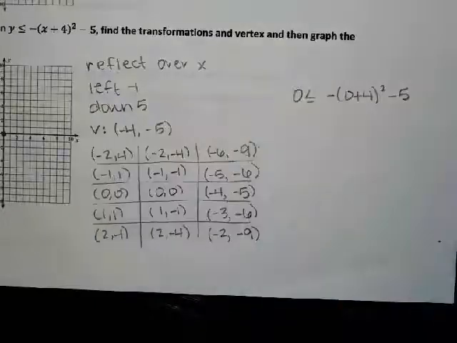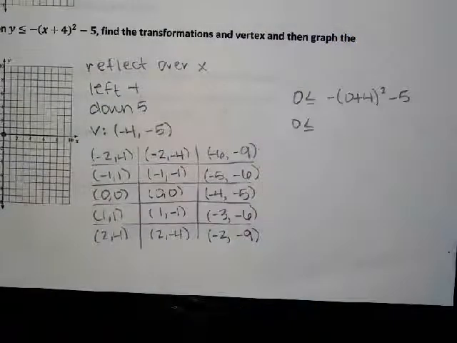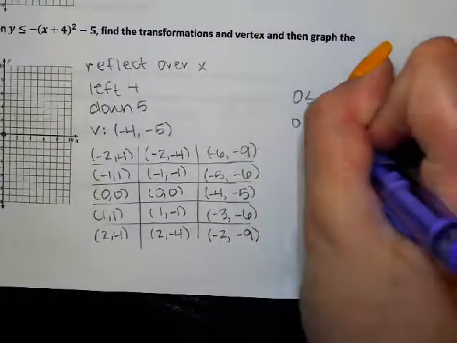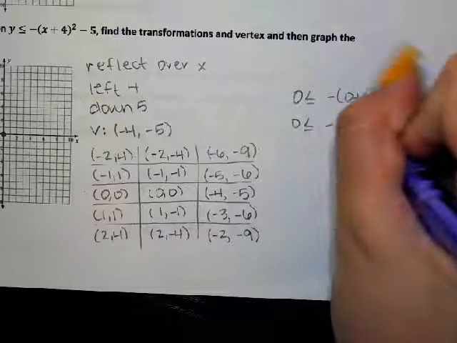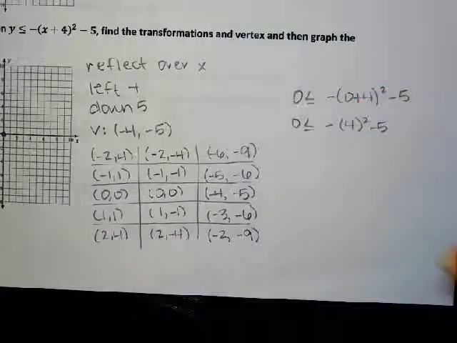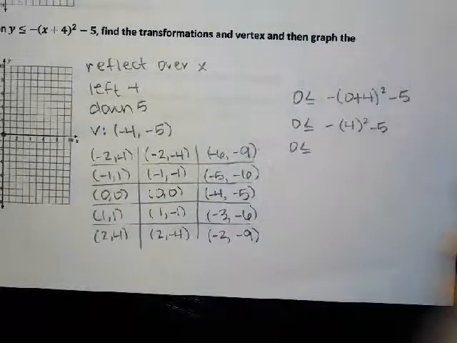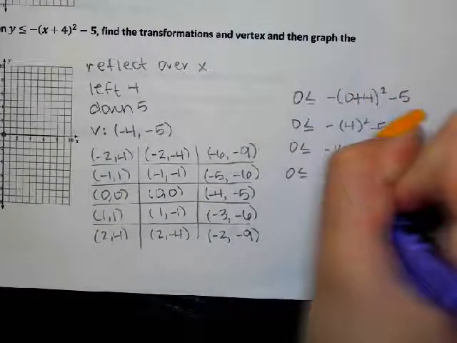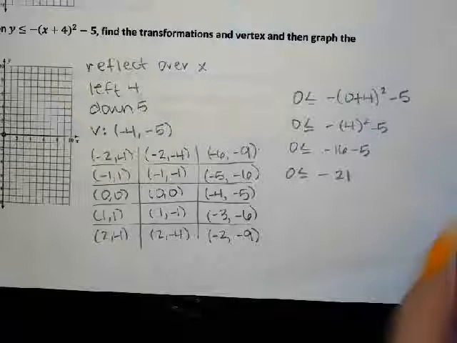So let's go ahead and just simplify this a little bit. 0 plus 4 is 4. So we've got 4 squared minus 5. What is 4 squared? Okay, we got negative 16 minus 5. Negative 21.